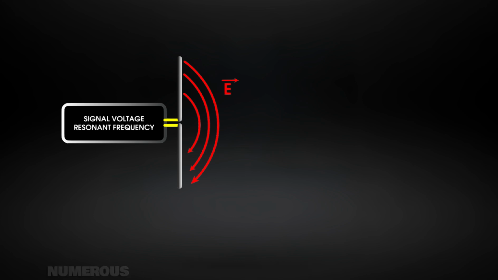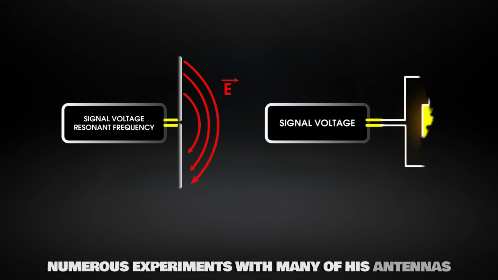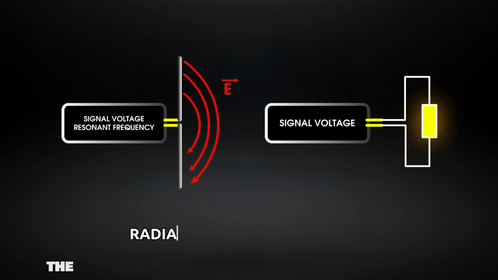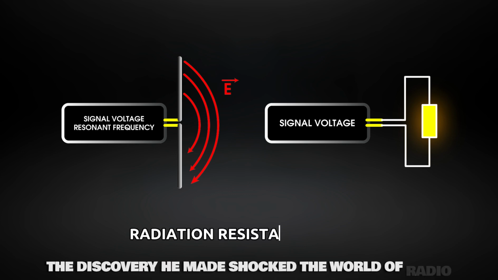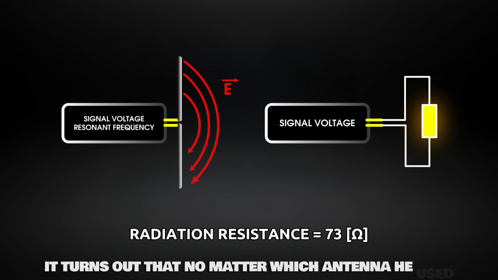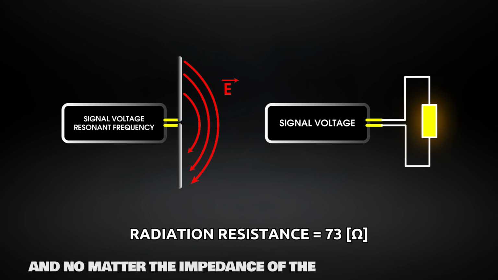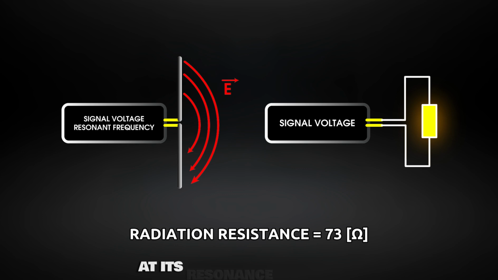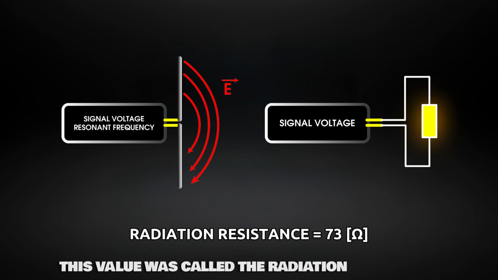Hertz conducted numerous experiments with many of his antennas and dipoles. The discovery he made shocked the world of radio engineering. It turns out that no matter which antenna he used, and no matter the impedance of the antenna's element, at its resonance frequency, whether high or low, the antenna radiates as much electromagnetic power as a 73 ohm resistor radiates in thermal power. This value was called the radiation resistance.